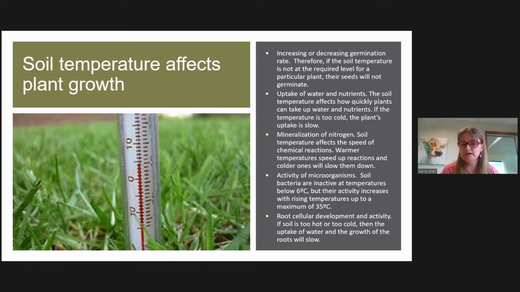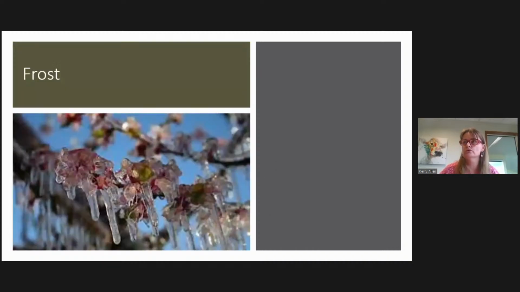Activity of bacteria and microorganisms in the soil increases if they're at warmer temperature. If it's too cold, that won't happen. And then also the taking up of nutrients such as nitrogen. It will affect that if it's too cold or too hot.